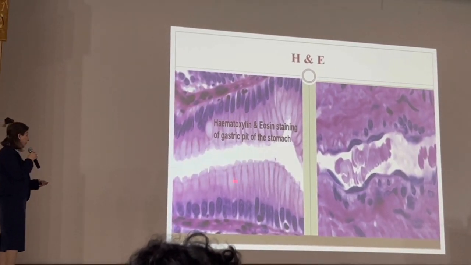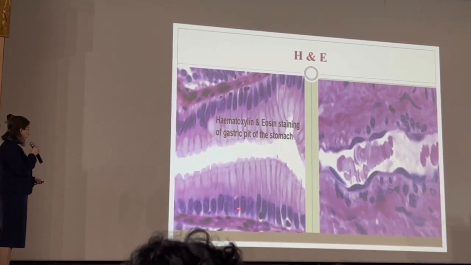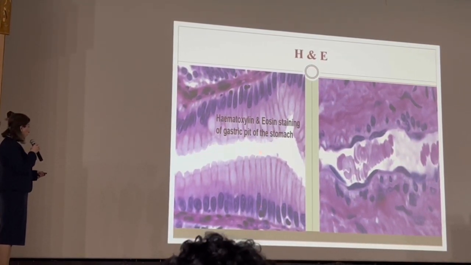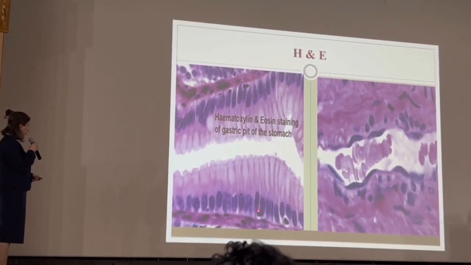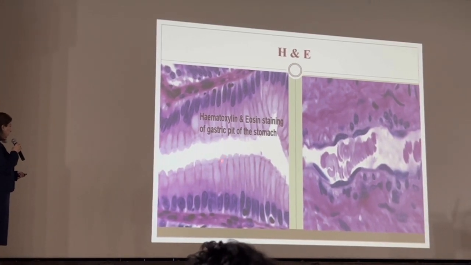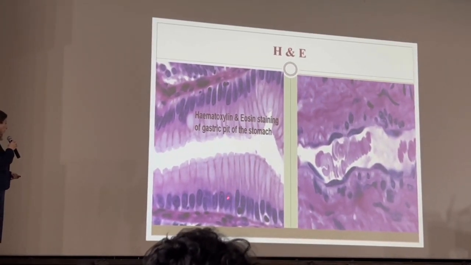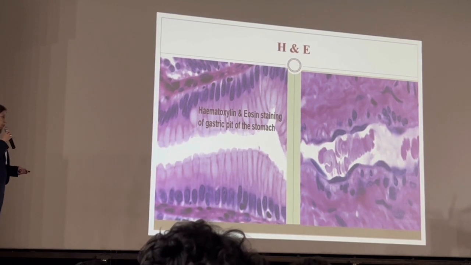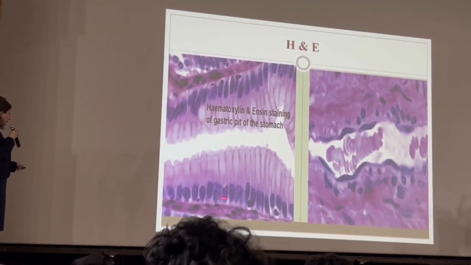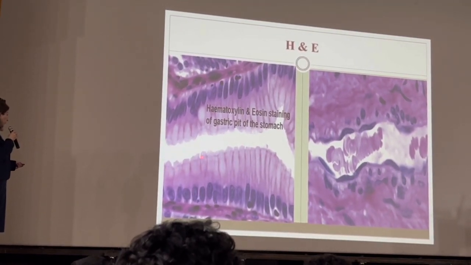But these two slides are ideal. So you can see these are the nuclei of the cell. These are a group of epithelial cells lined beside each other. We have the nuclei at the base of the cell. This is the base of the cell, and this is the apical part of the cell.